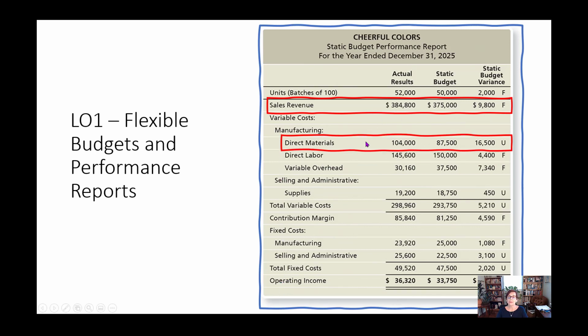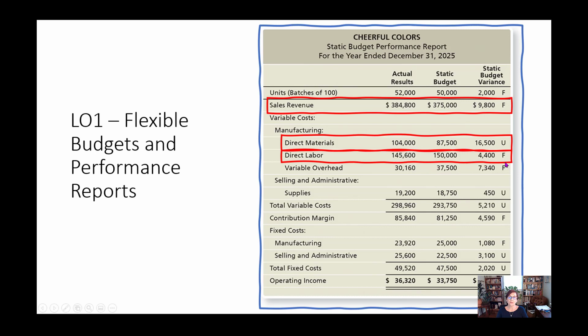Okay? Now, let's look at direct materials. Direct materials are a cost, right? We budgeted $87,500. Our actual direct materials were $104,000. We have a $16,500 variance, which is fairly significant, right? We have a $16,500 unfavorable variance because our cost is greater than what we budgeted. But direct labor is a favorable variance. So direct labor, we budgeted $150,000 and we actually only incurred $145,600.